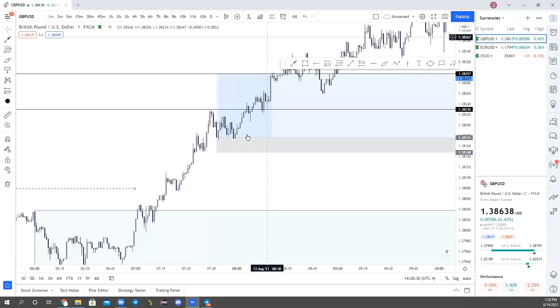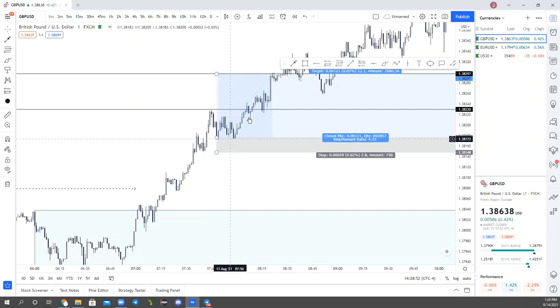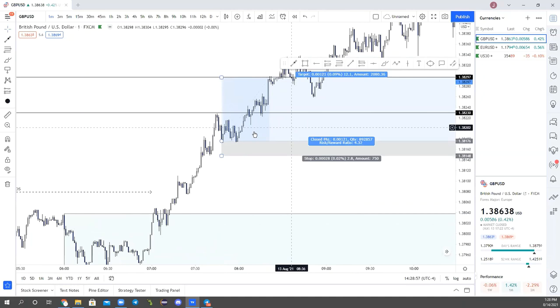When you get these tests or mitigations, you'll see that price comes back to them twice or three times. It's never like mitigate and go, because they need to collect these orders here, right? They need to gather them to actually push price higher. You do get tests where you just go, but usually that's not what happens. They need to come back and collect all the orders.